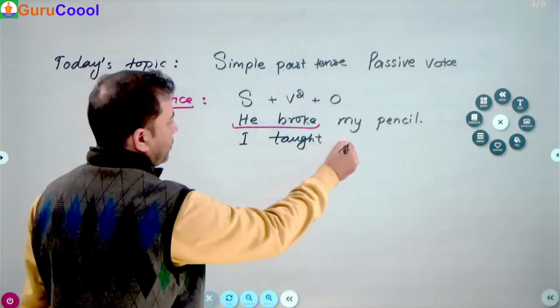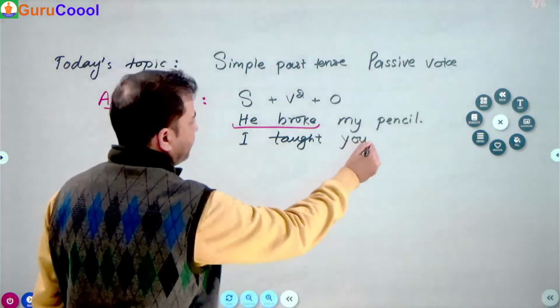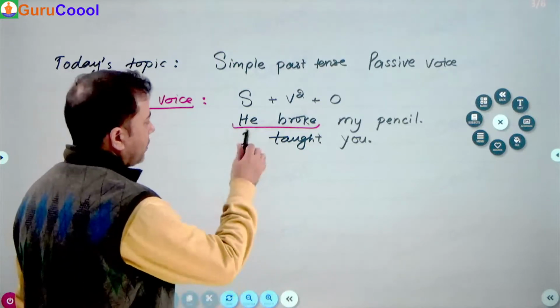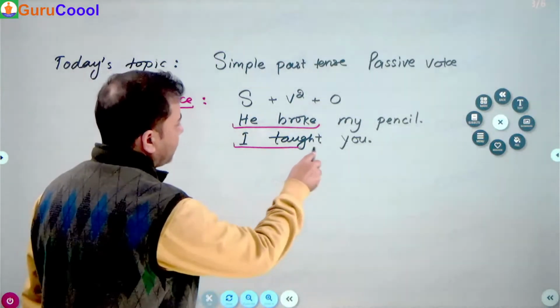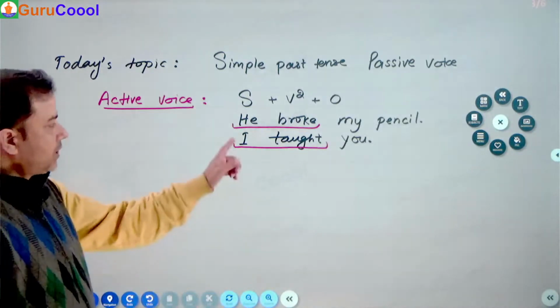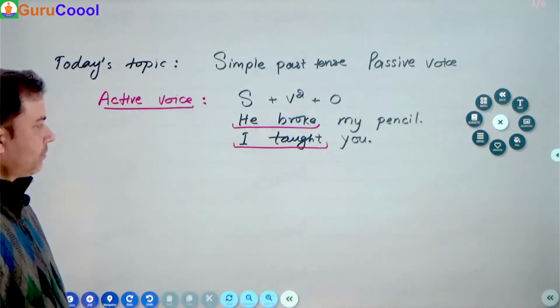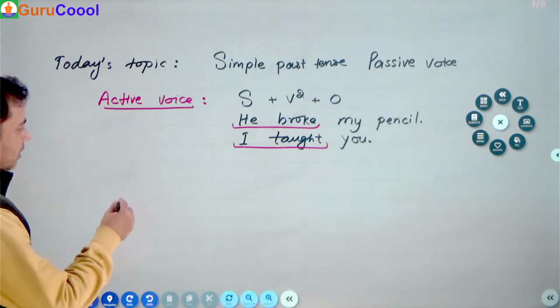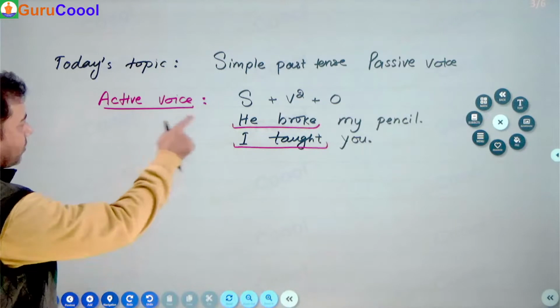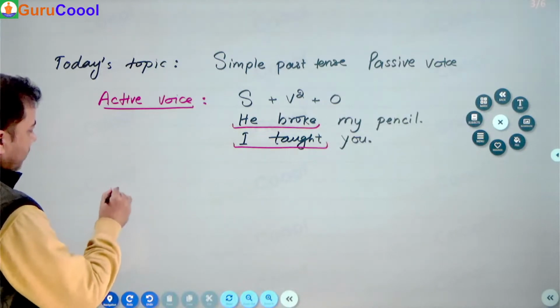I taught you. Notice here, subject plus V2. This is again active voice, subject plus V2. Now let us go through passive voice. This was active voice. Now let us see passive voice.